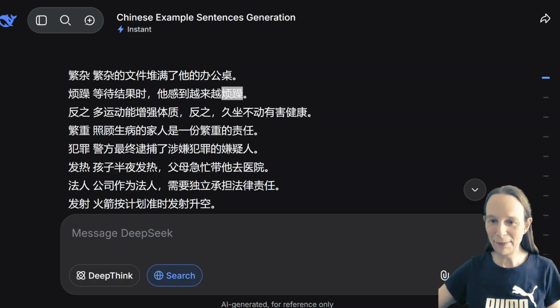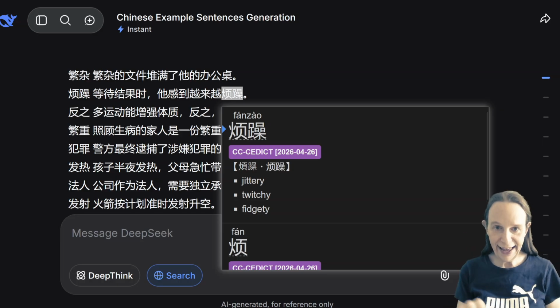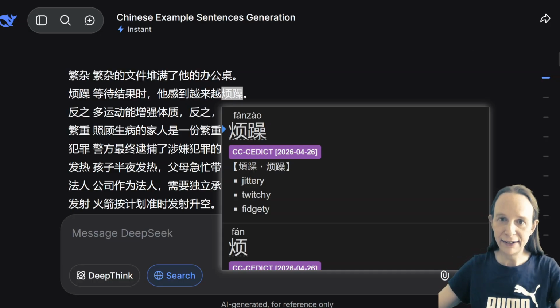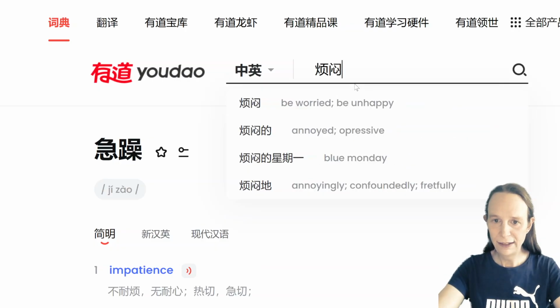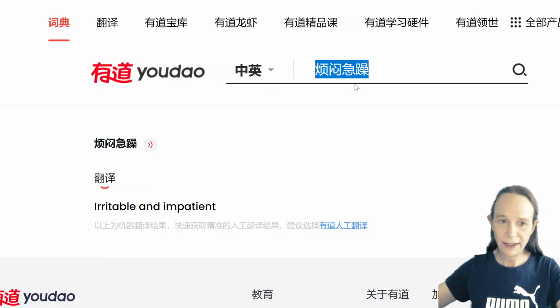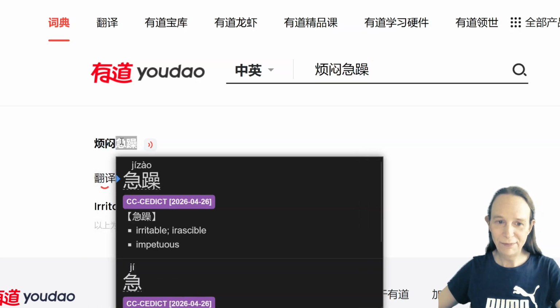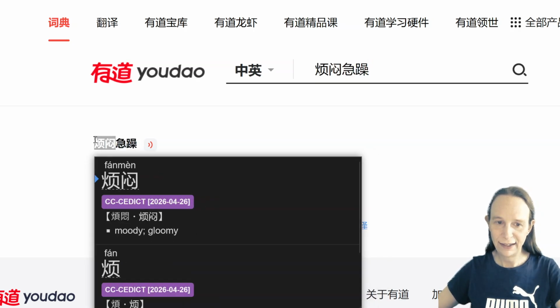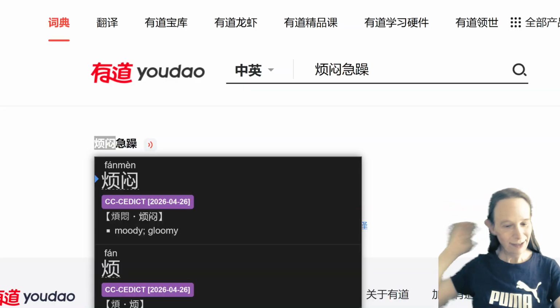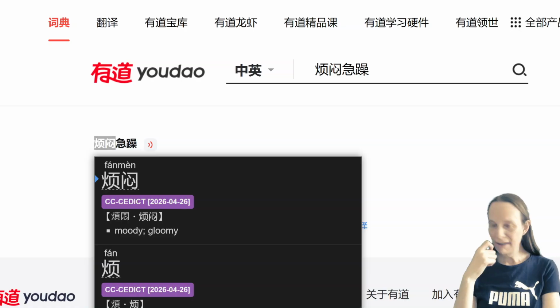All right, let's look up the definition of this one. The dictionary defines it as 烦闷急躁. Irritable and impatient. Gloomy, moody. So it is very close to 急躁, I think.